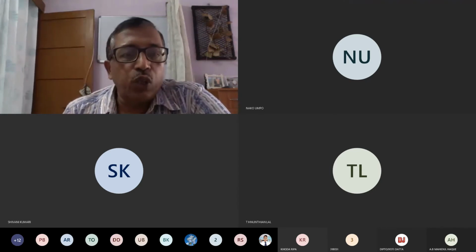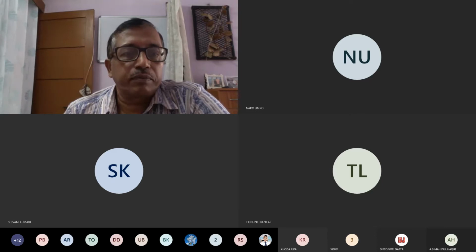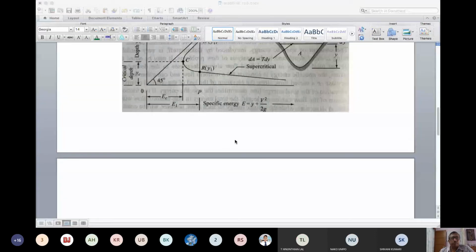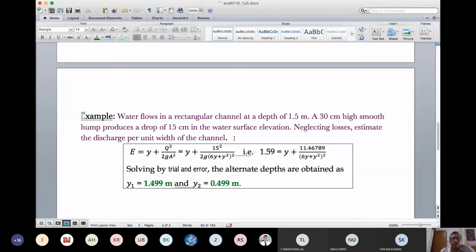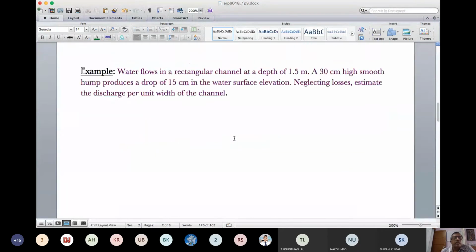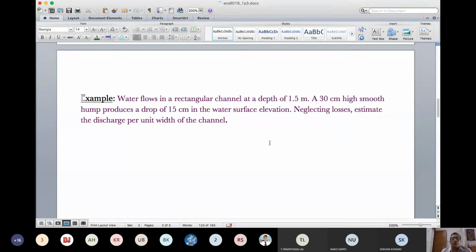Now let's go to a small example. Water flows in a rectangular channel at a depth of 1.5 meter. A 30 centimeter high smooth hump produces a drop of 15 centimeter in the water surface elevation. So the depth of flow is 1.5 meter, the hump height is 30 centimeter, and the effect is a 15 centimeter drop in the water surface.